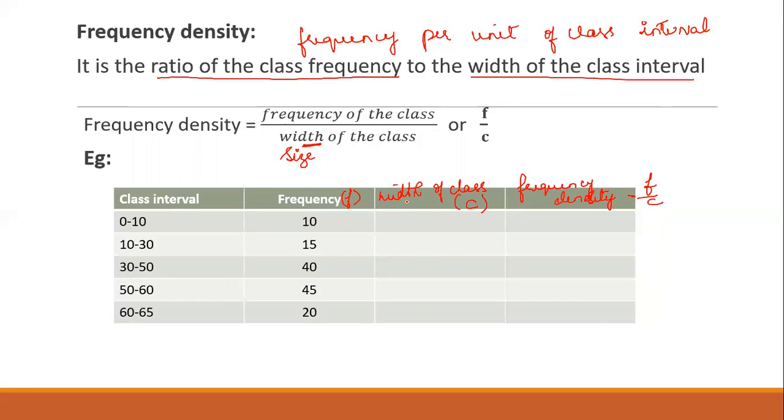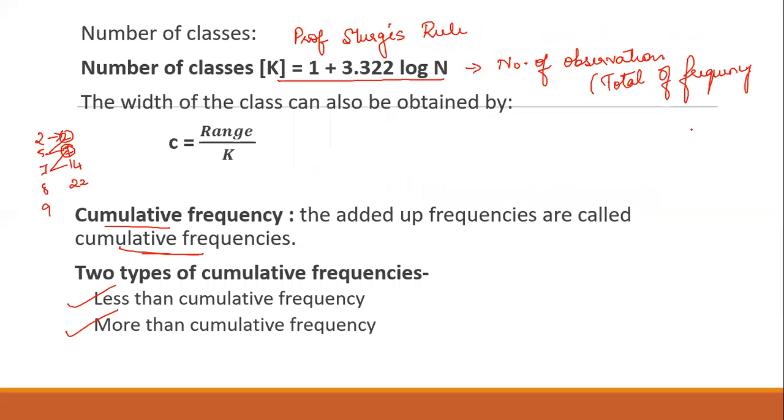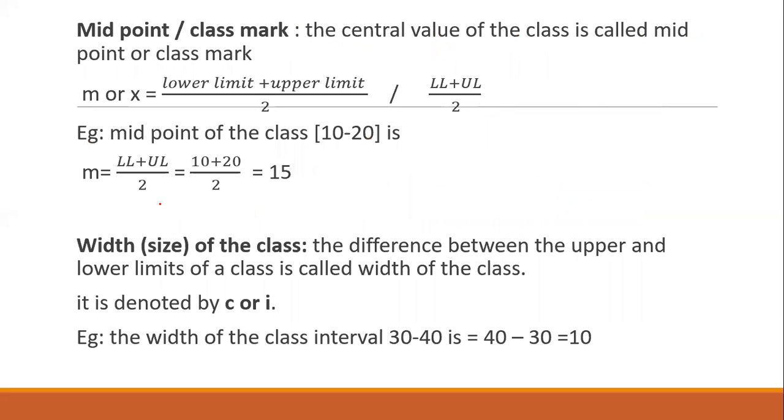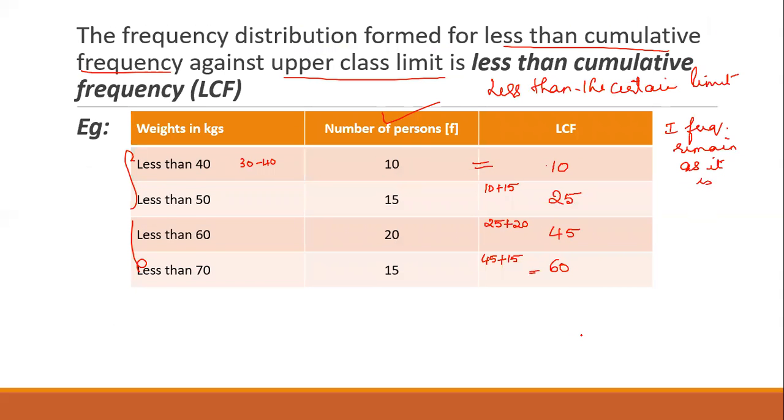Okay, how to find the width of the class? It is nothing but the highest minus the lowest. Sorry, it is not divided by 2. It is the highest value minus the lowest value. If you see here, the width of the class, how we have found, it is the highest minus the lowest. You will find the size of that particular class.